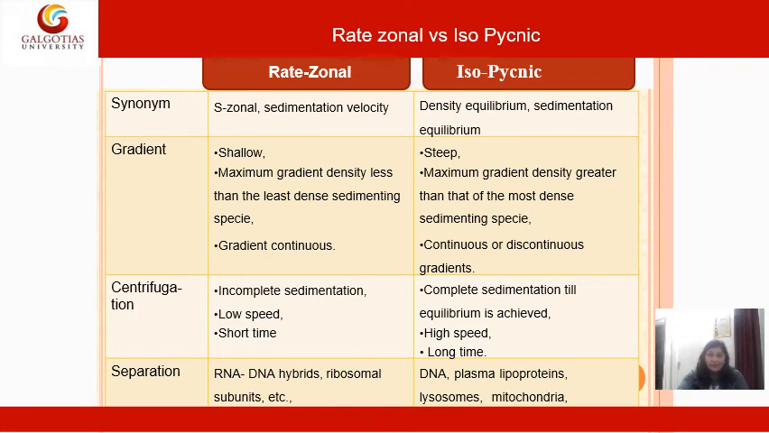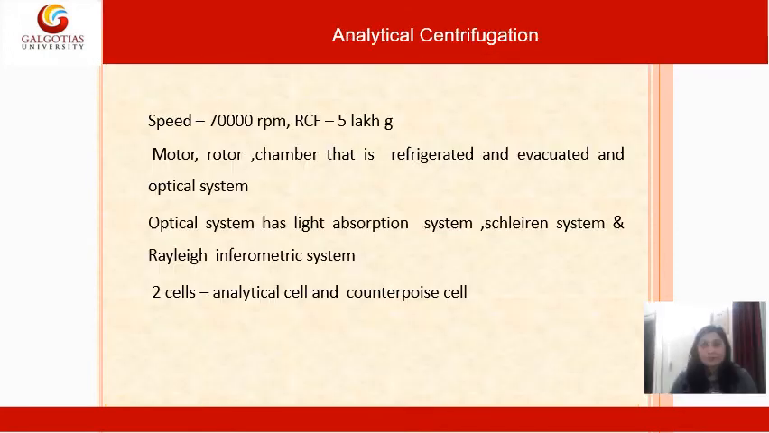Rate zonal centrifugation is incomplete sedimentation. This involves low speed and short time, whereas isopycnic is complete sedimentation till equilibrium is achieved. This is high speed and long time. Using rate zonal, we can separate RNA-DNA hybrids and ribosomal subunits, whereas using isopycnic density gradient ultracentrifugation, we can separate DNA, plasma lipoprotein, lysosomes and mitochondria.